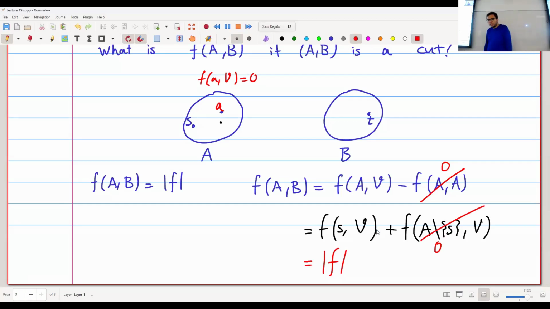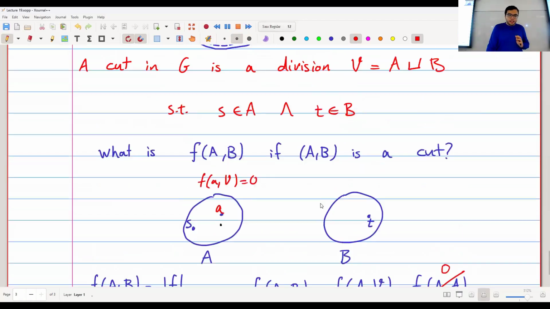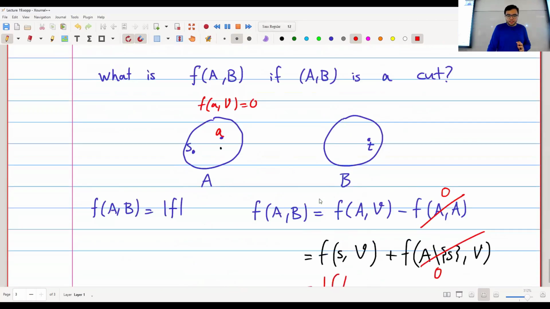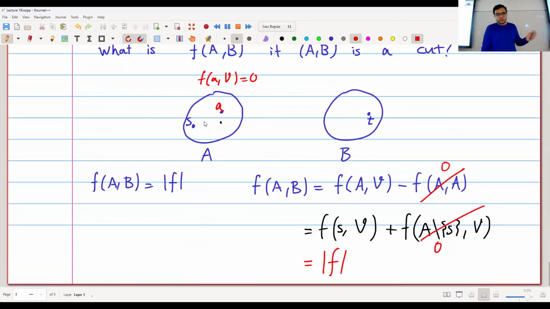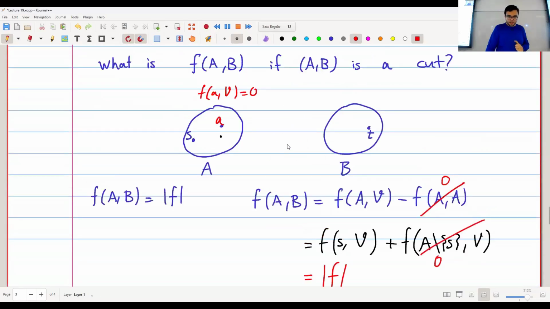So what did I just prove? I proved that if I take a cut, the flow from the part that contains the source to the part that contains the sink is equal to my total amount of flow. Okay. Great.